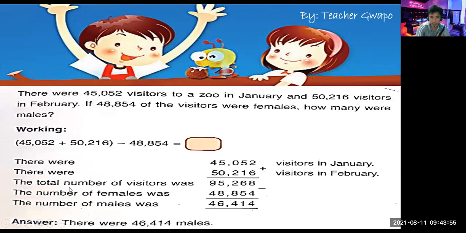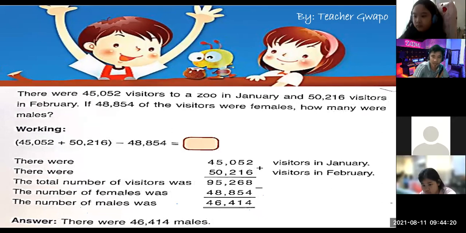So you have to look at how to answer this question. So what's the question here? The question here is how many were males? Okay, males. The question is the number of males, because we knew already the number of females. How many females are there in the zoo? How many females? Do you know how many females?